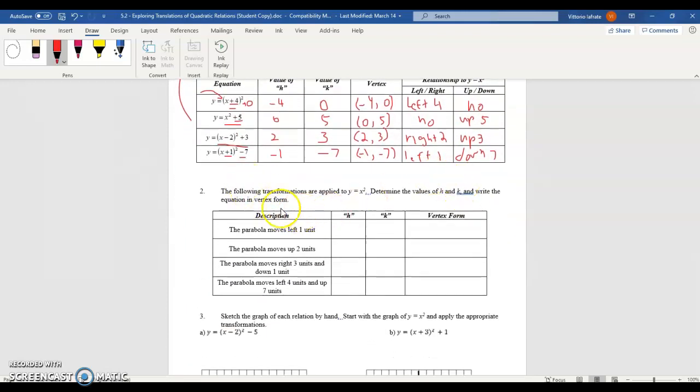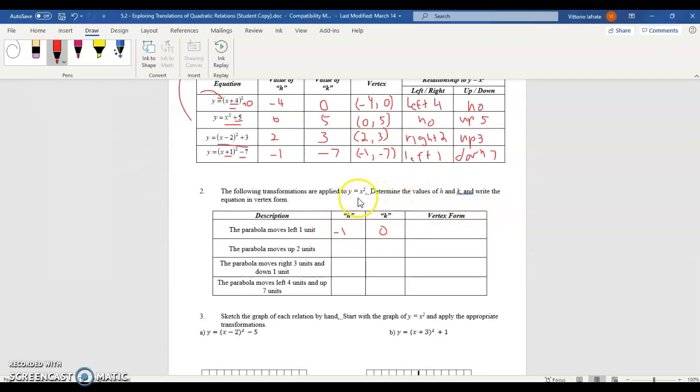So let's try example 2 here. The following transformations are applied to y is equal to x squared. Determine the values of h and k and write an equation in the vertex form. So the parabola moves to the left 1 unit. If the parabola moves to the left 1 unit, you know you're not dealing with k. So our k is going to be 0 in this case. It moved to the left 1 unit, so that means our h must have been negative, so -1.